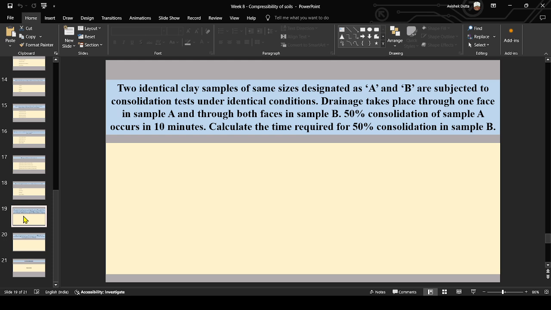Two identical clay samples of same sizes designated A and B are subjected to consolidation tests under identical conditions. Drainage takes place through one face in sample A and through both faces in sample B. 50% consolidation of sample A occurs in 10 minutes. Calculate the time required for 50% consolidation in sample B.